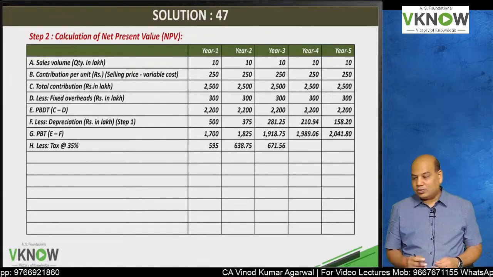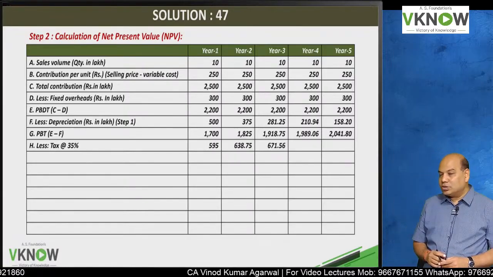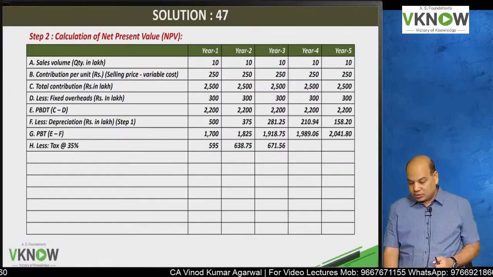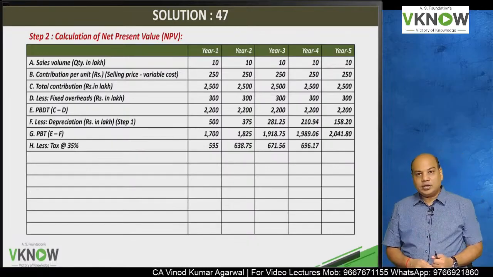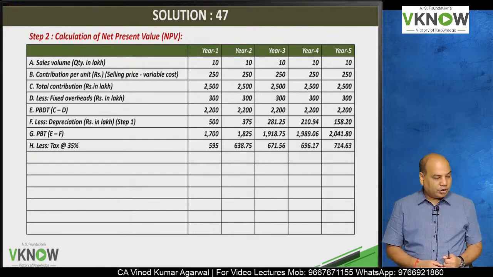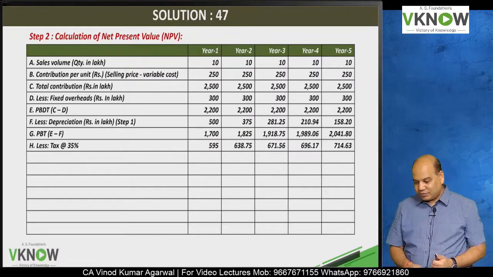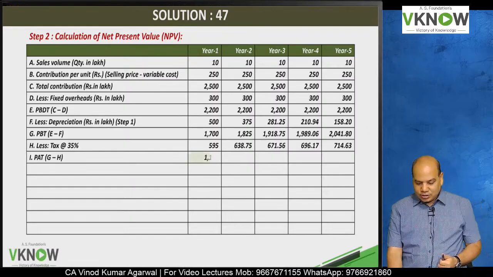Next one, type the number PBT and press equal to: 671.56, 696.17, 714.63. Is this right? Is the tax calculation right?